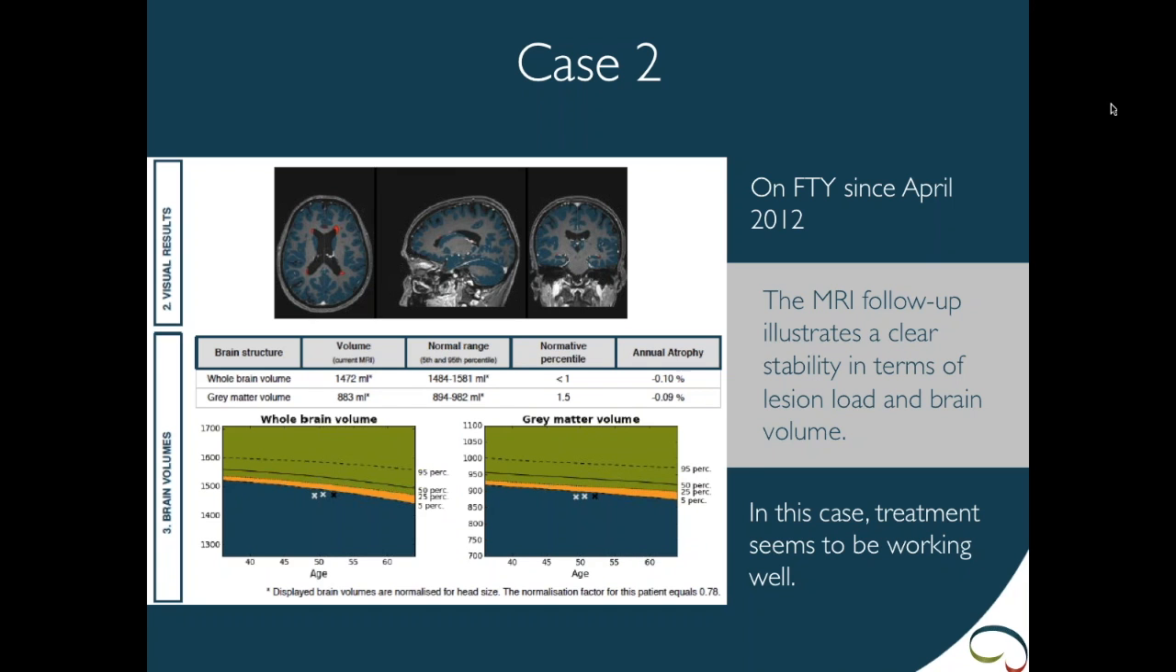So again, we put her on a second-line treatment with good results on brain volume, which helped the patient to stay on treatment and to be confident that her disease was under control. And so with that, I'm going to pass the pointer again to Wim for the third case.